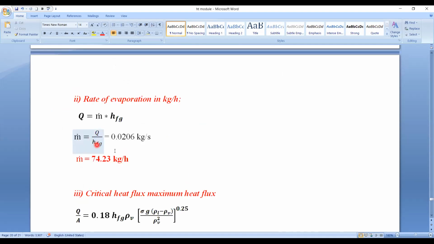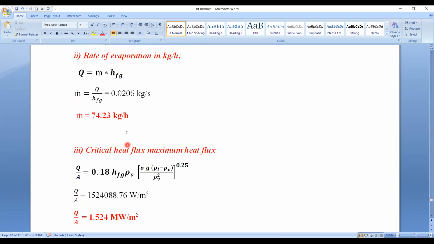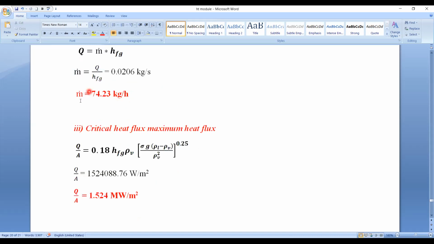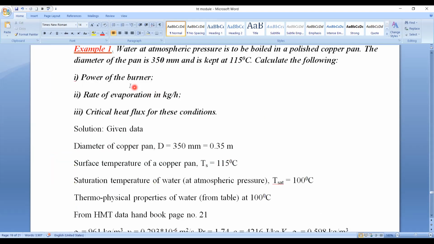So Q divided by HFG, just simplify and you will get the value. The mass flow rate equals 0.0206 kg per second. Initially you will get it in kg per second, but if you multiply this value by 3600, you will get the answer as 74.23 kg per hour. This is the answer for rate of evaporation in kg per hour, because in the question itself he has asked for rate of evaporation in kg per hour.